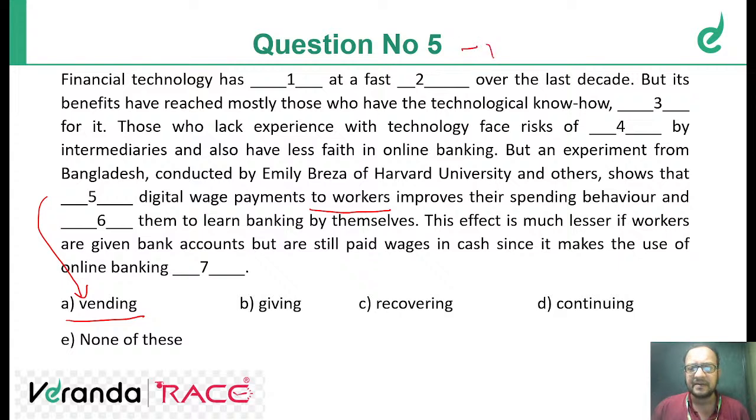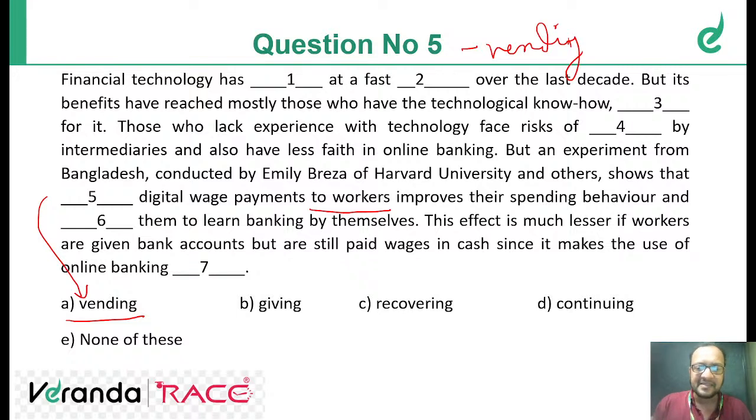Question number 5, vending. I'll tell you the meaning of vending. When you are vending, if I say I'm trying to vend, there are vending machines, right? Vending machines provide you with something like cold drink or money, some ingredients also, some commodities also, products also. So an experiment from Bangladesh conducted by Emily Breza of Harvard University and others shows that vending digital payments to workers improves their spending behavior. If I am a vendor, I'll provide you with something, right?